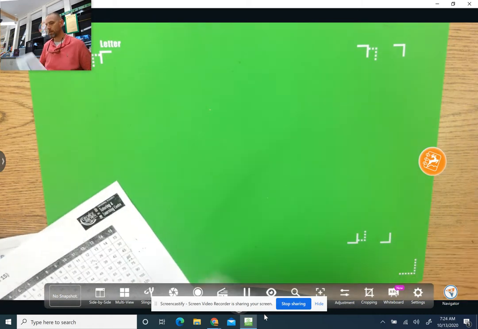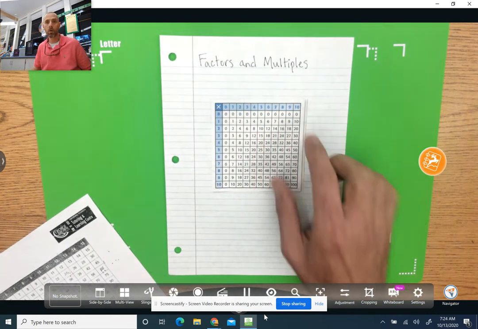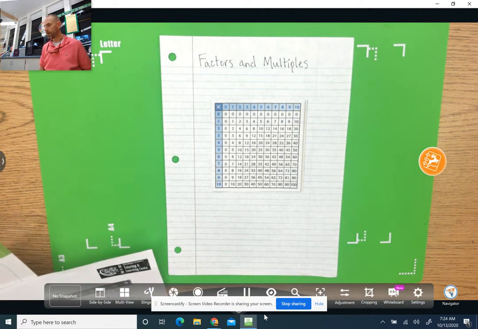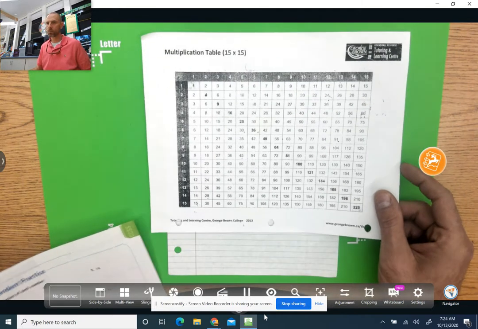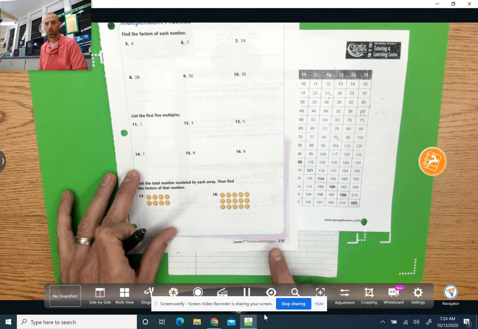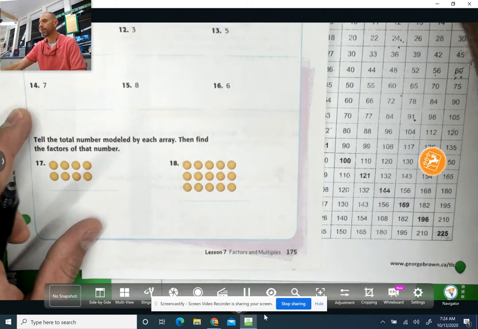Today is Chapter 3, Lesson 7, Factors and Multiples. Today, in order to complete this lesson, we need our multiplication table, and we need page 175. Okay?